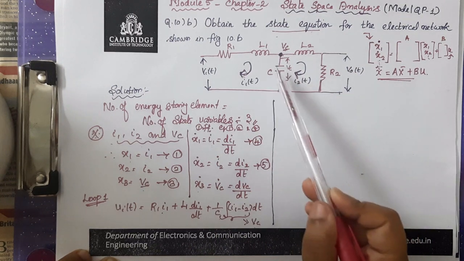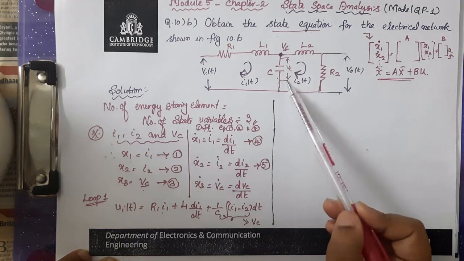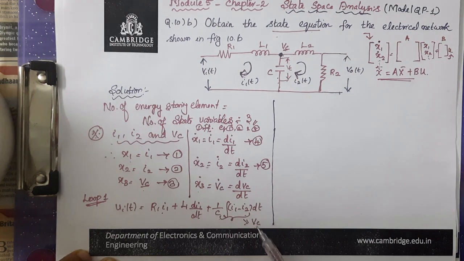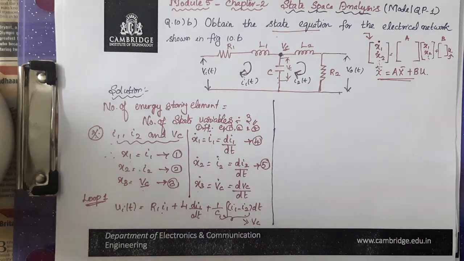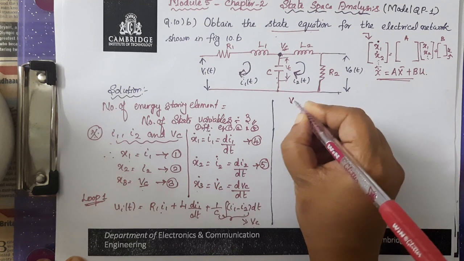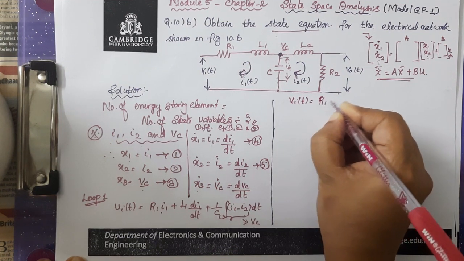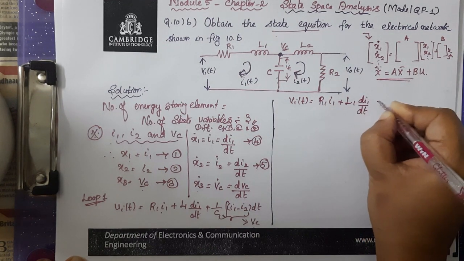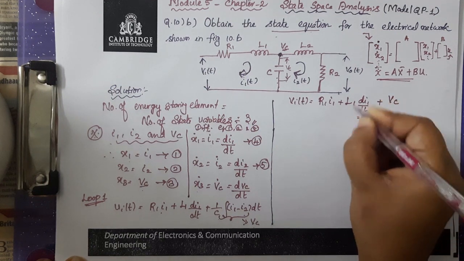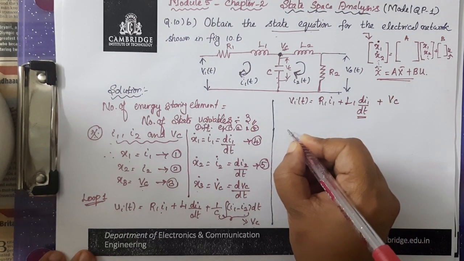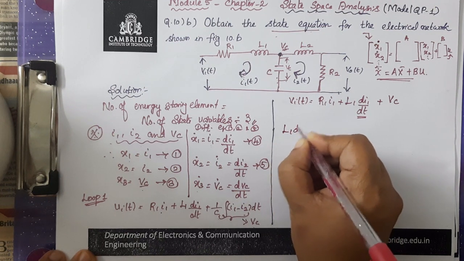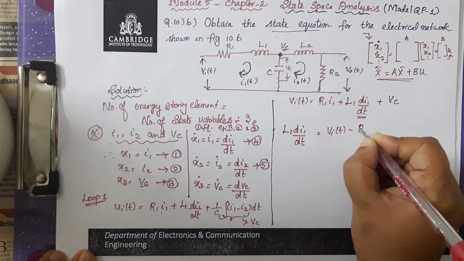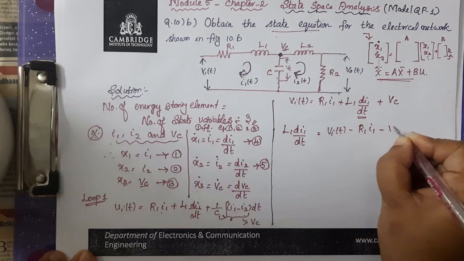So always remember, once after writing the loop equation, it is always mandatory to transform this term in terms of the state variable. So now let me rewrite the expression as Vi of t is equal to R1 I1 plus L1 di1 by dt plus Vc. Now let me rewrite the equation once again as L1 di1 by dt is equal to Vi of t minus R1 I1 minus Vc.